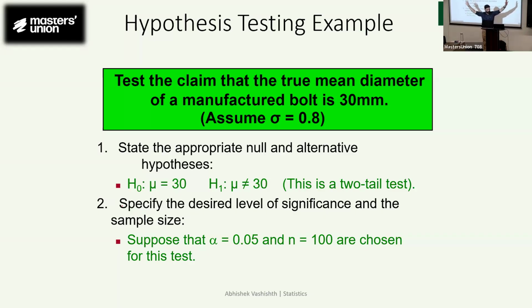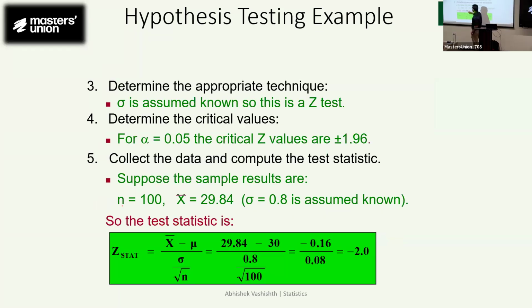0.025. Also, you are told that n is 100. Now, n is 100 means you have taken 100 bolts. Confidence level is 95. It's a two-tailed test. What you get is for these 100 bolts, the X bar value comes out to be 29.84.